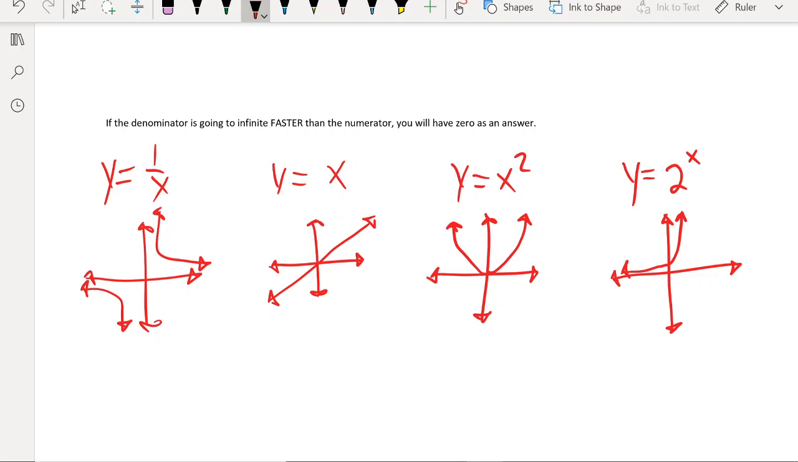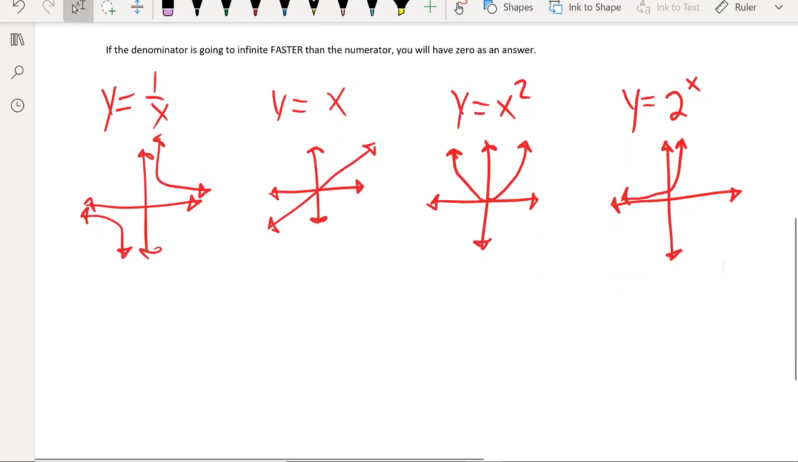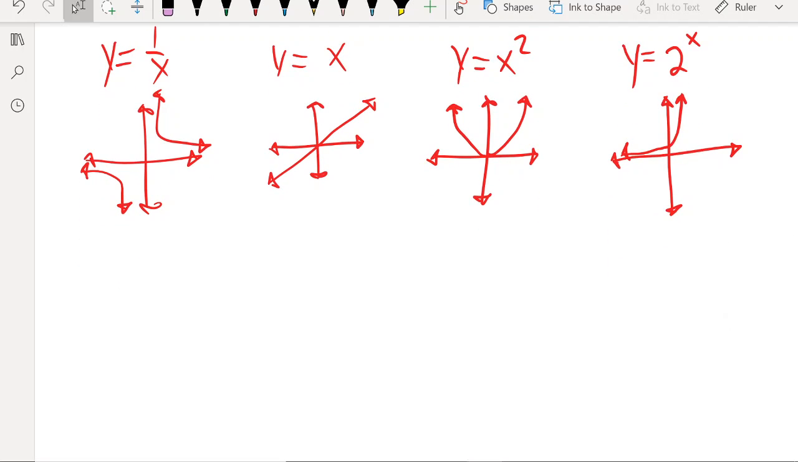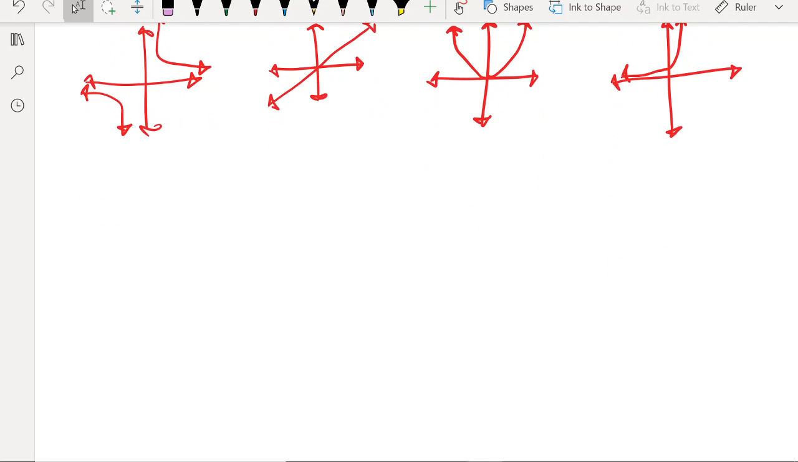So some functions go to infinity faster than others, and here's what I'll do. I'm going to give you the list of all the different functions you might run into and how fast they go to infinity. Kind of rank them here. So let's start with really slow. A really slow function might be something like y equals a number. For example, y equals 2, because it's not moving. It's not going to infinity at all. So that would be a really, really slow function.